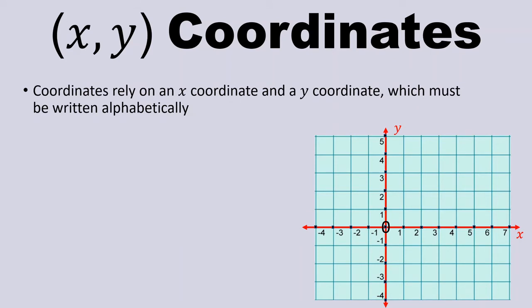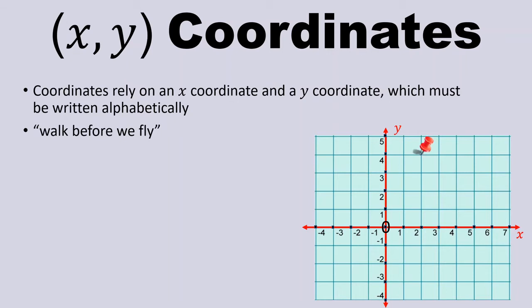Coordinates rely on the x-coordinate and the y-coordinate in order to pinpoint an exact position. And we need to write these variables alphabetically, so x before y. To remember this, you should remember we walk before we fly.